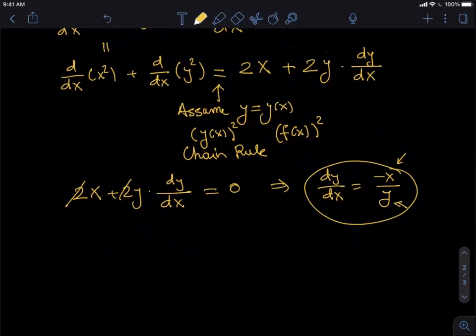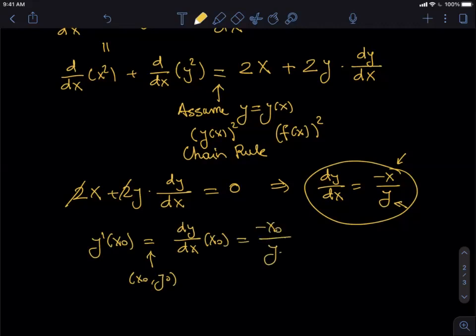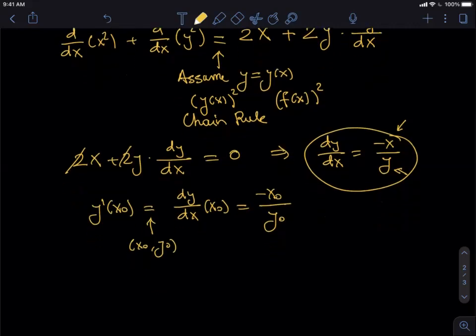But this was very simple. Did you notice it was much simpler to solve for dy/dx than it was before to solve for y? So here, for example, if I want to find y prime of x0, that's at the point (x0, y0), what I'm going to get from this formula is minus x0 divided by y0. Okay, so much easier.